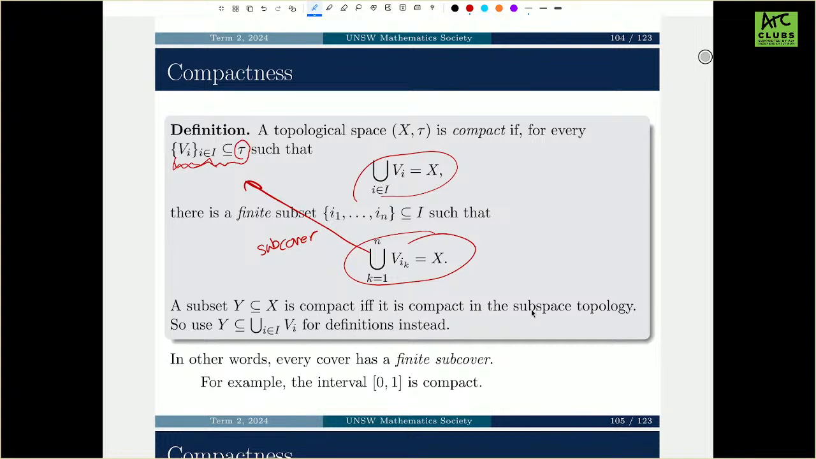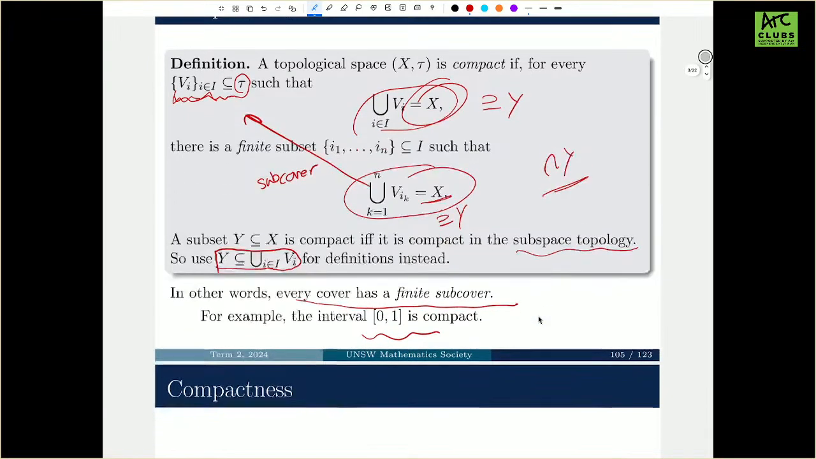What that will end up meaning is we can just use Y a subset of the union. So here we have equals X, and if we want to replace that for whether a subset is compact, you can just write this, and this will just become superset Y. That's basically taking the intersection with Y out of the subspace topology definition. In other words, something is compact if every cover has a finite subcover. And this is an example of a compact interval in the reals, in the topology we're used to.